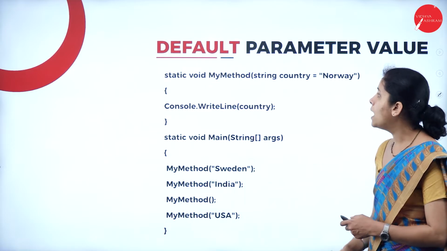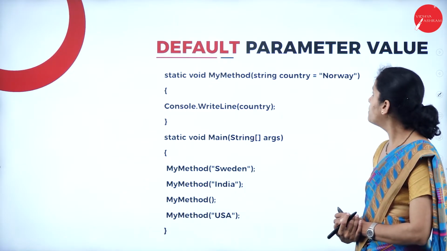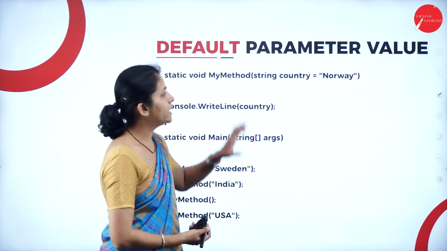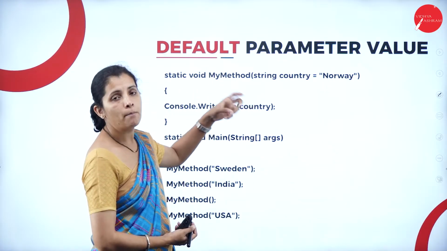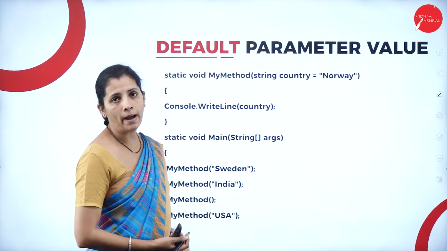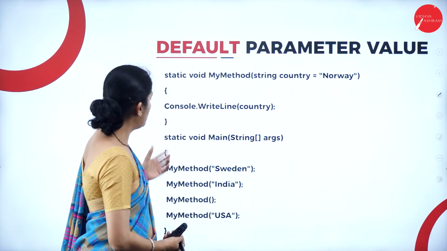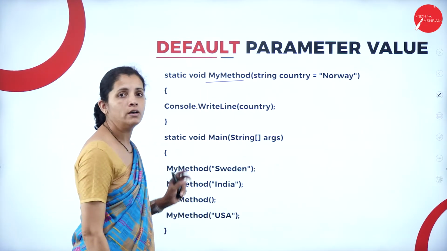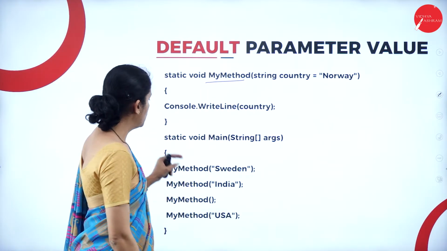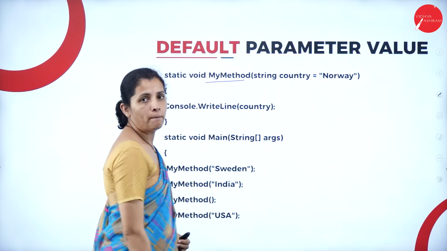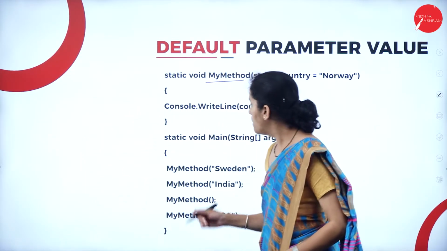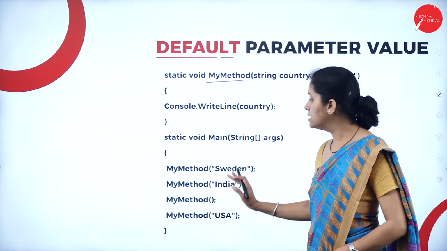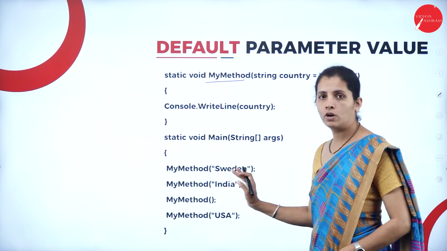parameters. Now I'm going to have a default parameter value. So dear student, I am able to define my own default parameter value. Now dear student, here I have a method called my method. Now inside the main method, I'm going to call my method. And how many times am I going to call my method? That is total 4 times.